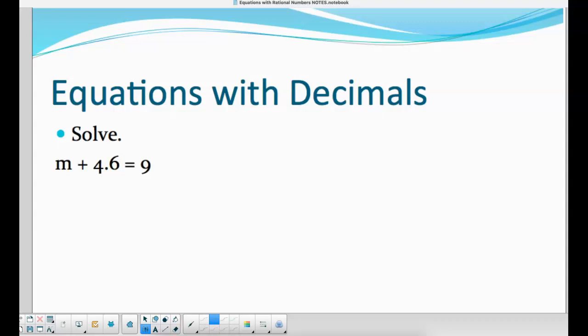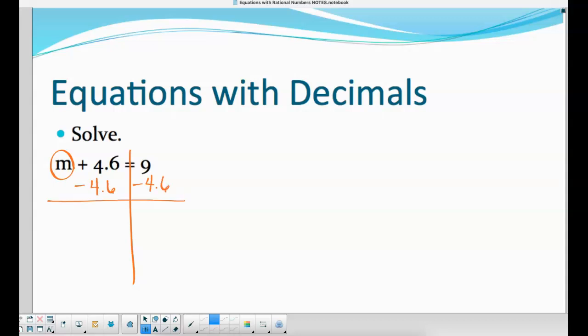So, looking at equations with decimals, the first thing we're going to do is draw our line and circle the letter. Just like we've been doing. Everybody do that. Draw the line, circle the letter. What's the goal of solving an equation? Isolate the variable. We want to get the letter by itself. So in order to get the M by itself, I have to get rid of the rest of this. How am I going to do that? Wyatt. Minus 4.6. Yeah, it says plus 4.6. I'm going to put minus 4.6 on each side.